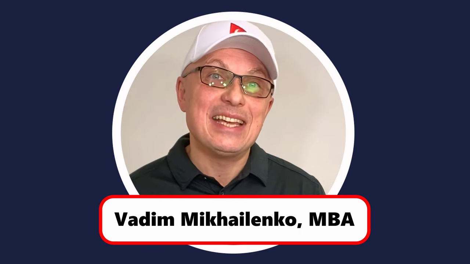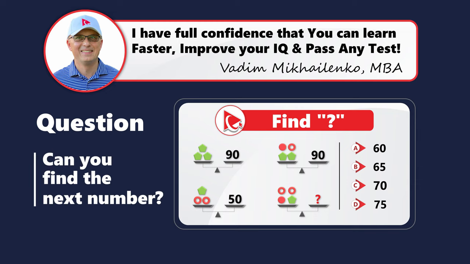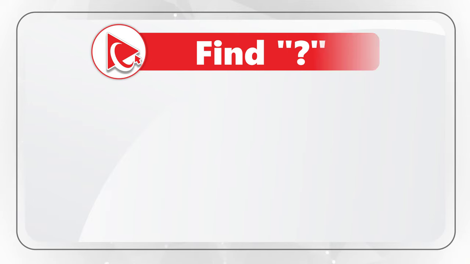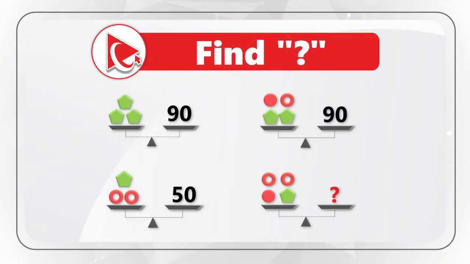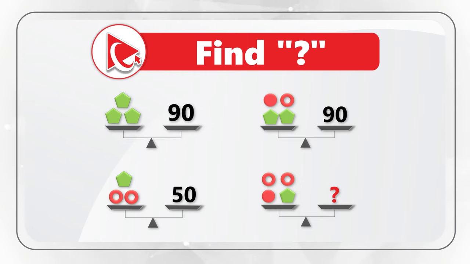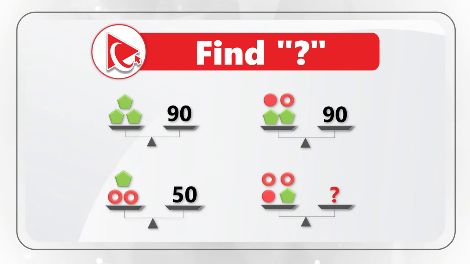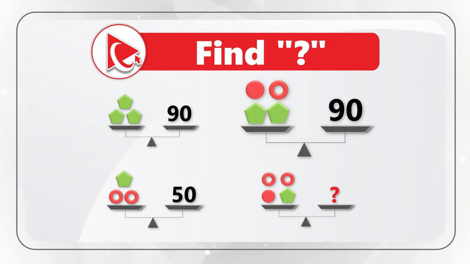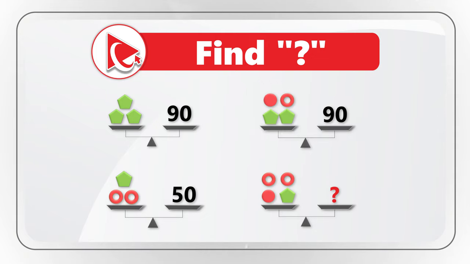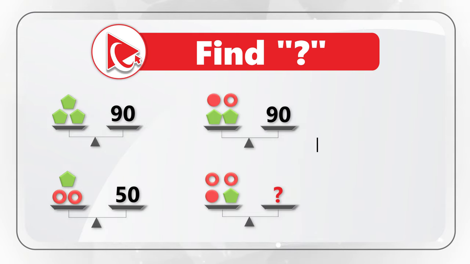And now let's continue and get you ready for the test. Here's a puzzling question which you might find difficult to solve, but the solution is really simple. You're presented with 4 scales and you need to calculate the missing number. First scale contains 3 pentagons on the left and number 90 on the right. Second scale contains 1 pentagon and 2 bagels on the left and number 50 on the right. Third scale contains 2 pentagons, 1 circle and 1 bagel on the left and number 90 on the right. And then the last scale contains 1 pentagon, 1 circle and 2 bagels on the left and then missing number on the right. You need to select the missing number out of 4 different choices.